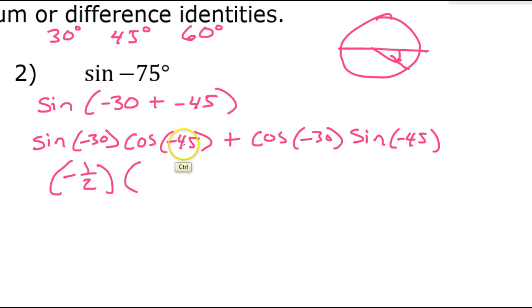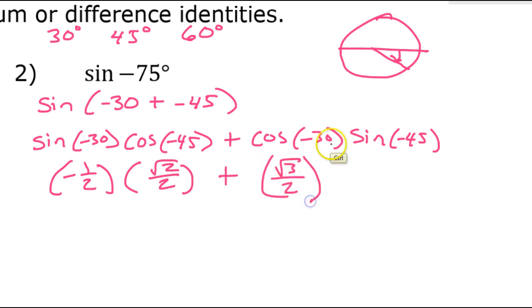Cosine of 45 degrees is radical 2 over 2. Cosine of negative 45 degrees is still radical 2 over 2 because cosine is positive in the fourth quadrant. Cosine of 30 degrees is radical 3 over 2. And again, cosine is positive in the fourth quadrant, so I'm just going to leave it like this. And sine of 45 degrees is radical 2 over 2.